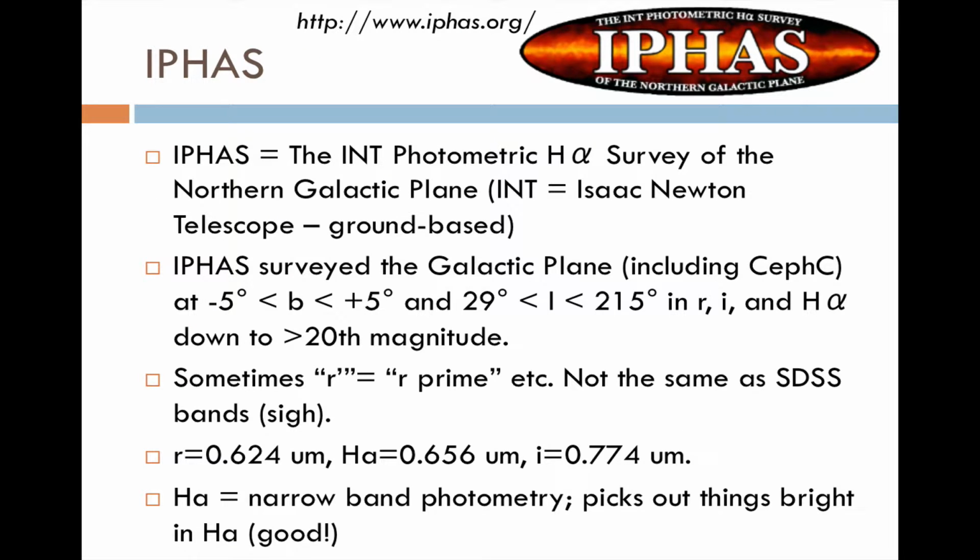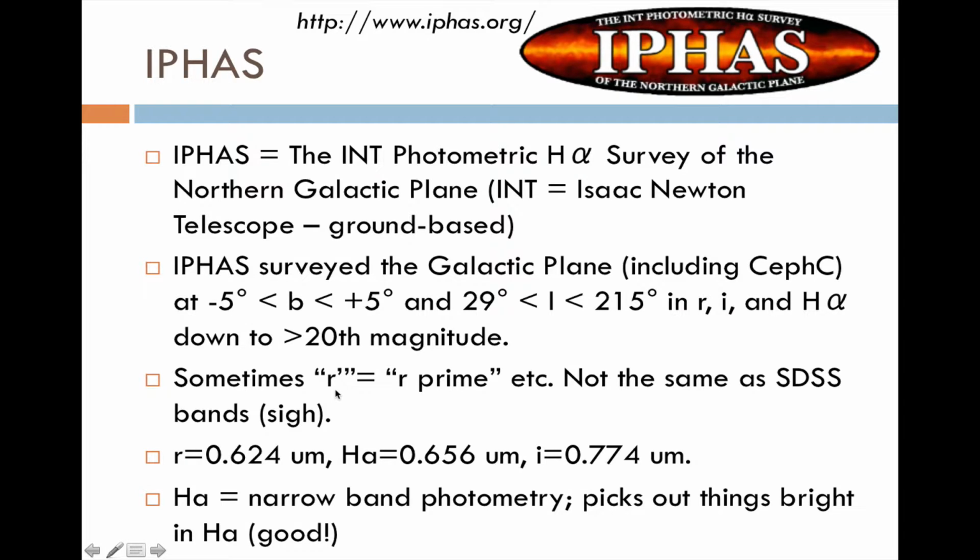IPHAS is the INT Photometric H-alpha Survey of the Northern Galactic Plane, where INT is the Isaac Newton Telescope. This is a ground-based survey. IPHAS surveyed the galactic plane, which happens to include Cepheus C. This is the range of galactic latitude and longitude that it surveyed, and it surveys in 3 bands, r, i, and H-alpha, and it goes down pretty faint.